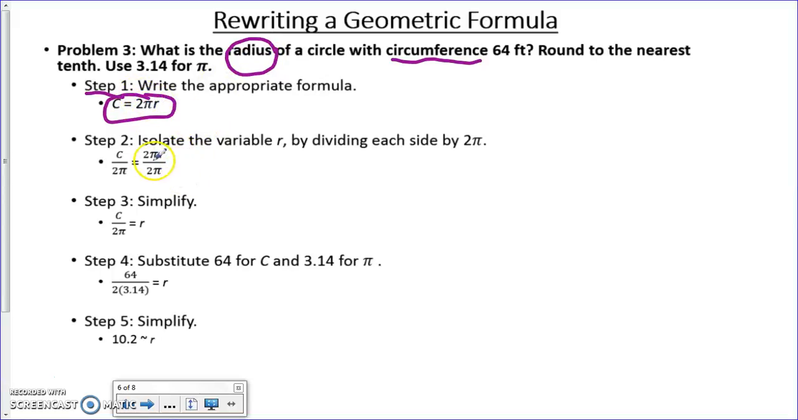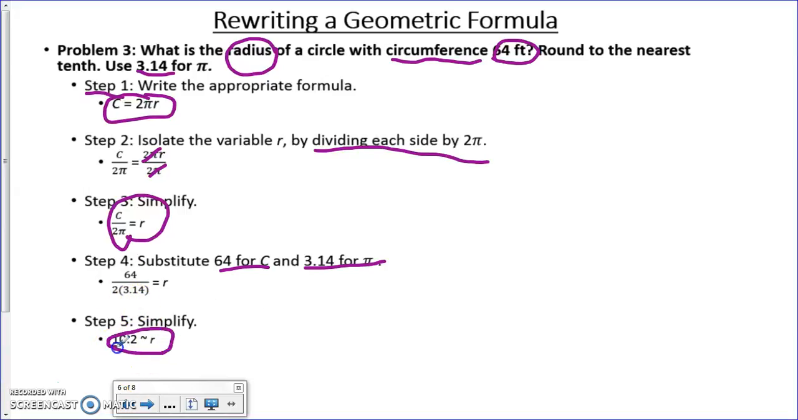Right now r is being multiplied by 2 and pi, so we are going to divide each side by 2 pi. So therefore r is equal to c over 2 pi. Now we want to know what is the radius of a circle with circumference 64 feet. So that means c is 64, and it told us to use 3.14 for pi. So again, we can evaluate this equation for c equals 64 and pi equals 3.14. Plug those numbers in, and roughly the radius is going to be about 10.2.